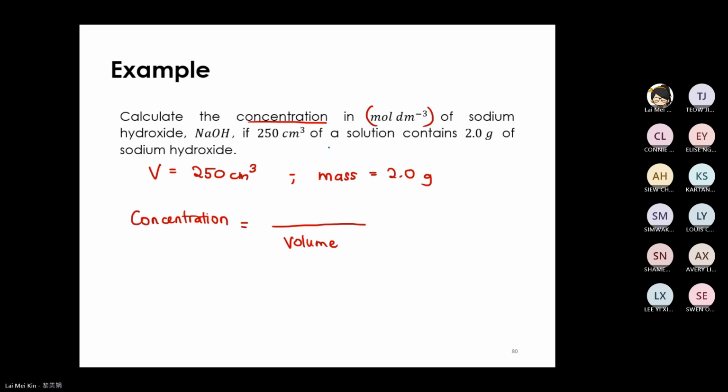Sorry, number of mole over volume. Okay, so how do you calculate number of mole? I use mass divided by molar mass. The mass that you have is 2 grams, so substitute 2 grams. Molar mass, you will use molar mass of sodium hydroxide. I hope by now you know sodium hydroxide: 22.99 plus oxygen plus hydrogen. So this is number of mole.